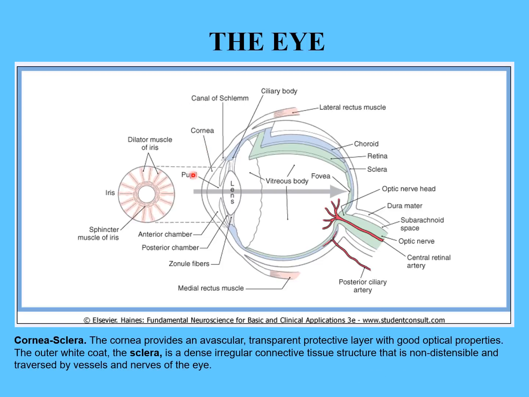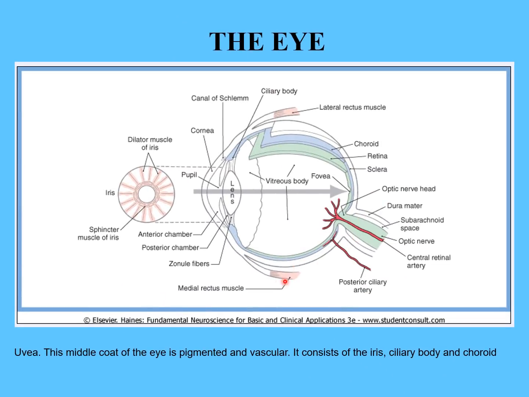We'll see the cornea, a clear structure, and the sclera, which is a very dense connective tissue that is non-distensible and essentially maintains the outside structure of the eye. It is traversed by vessels that feed the retina, as well as by the nerves that travel information to the rest of the brain.